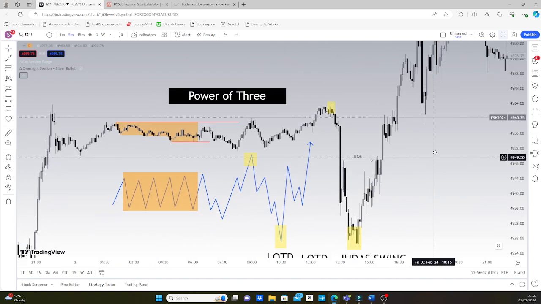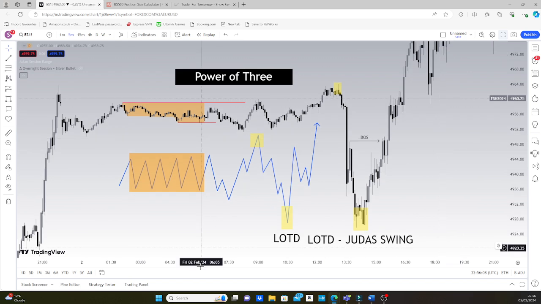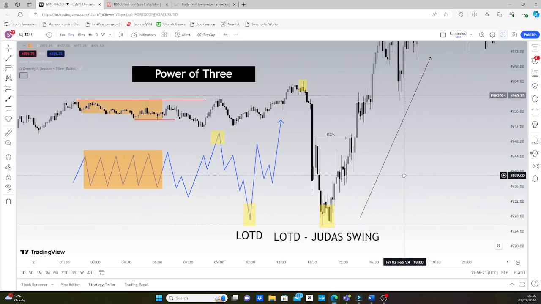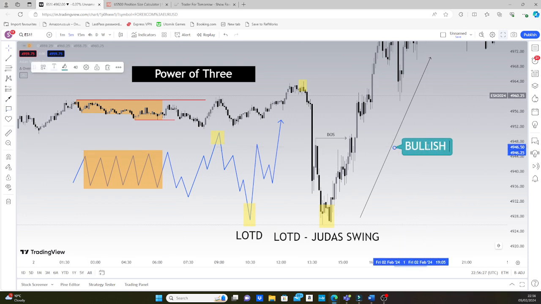So this is essentially the power of three and how it works, right? We start with an accumulation, we head over to a manipulation, and we end up with a distribution. Simply put, the distribution is this over here, the expansion to the upside. The distribution occurs after an accumulation and a manipulation, right? So this is the distribution, a bullish distribution.